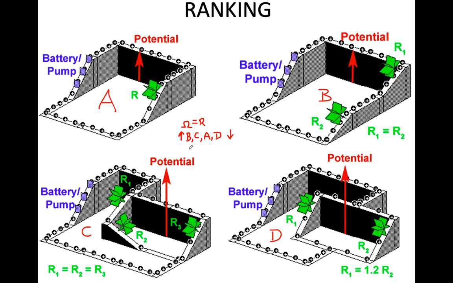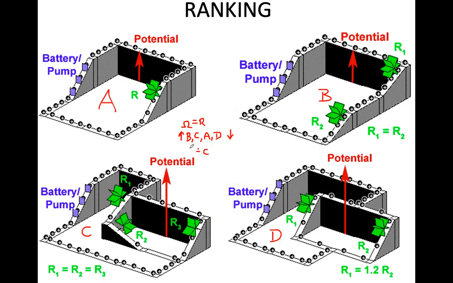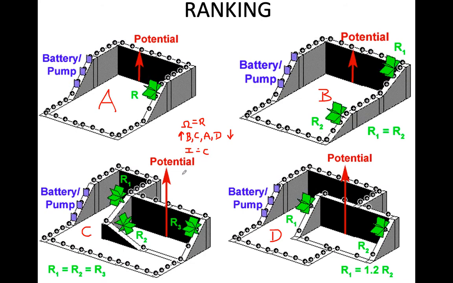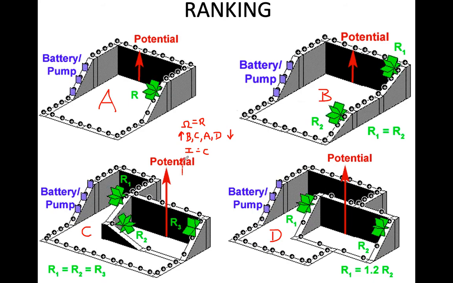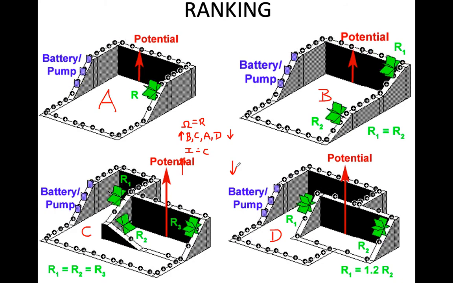All right, let's try it with current now. And who remembers, what do we measure that in? That's I, right? Okay, current is I. It's measured in amps. So which one of these guys has the highest current and which one of these guys has the lowest current? Pause that video and we'll come right back.